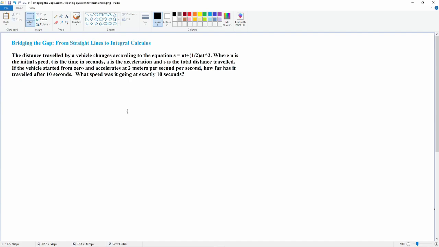The distance travelled by a vehicle changes according to the equation s equals ut plus a half at squared, where u is the initial speed, t is the time in seconds, a is the acceleration, and s is the total distance travelled. If the vehicle started from zero and accelerated at 2 meters per second, how far has it travelled after 10 seconds? What speed was it going at exactly 10 seconds?